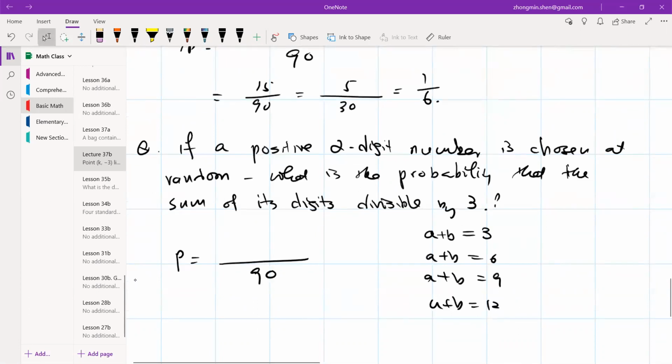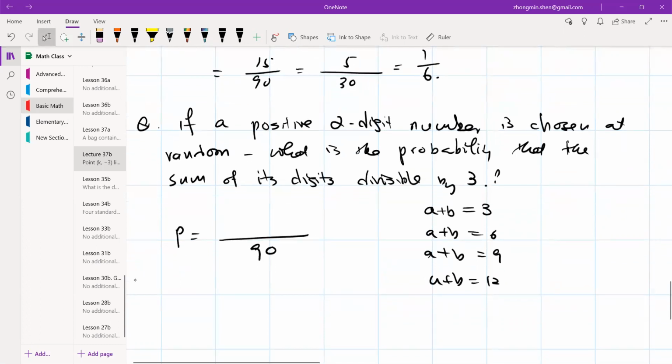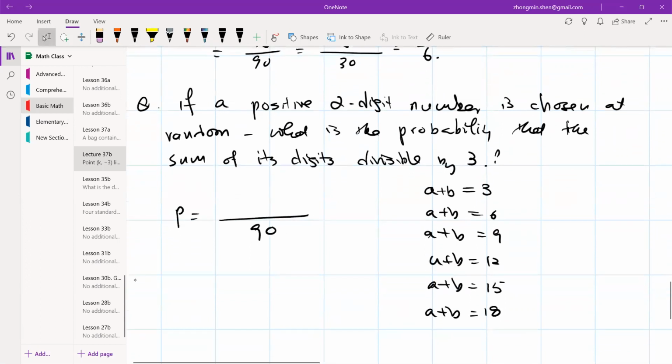And it's a lot. In each case, you have to count how many of these 2-digit numbers there are. So this will be 15, A plus B is going to be 18. I think 18 is the maximum, because the next one would be 21, and the sum of digits never gets to 21. So you have to figure out how many of them in each case.